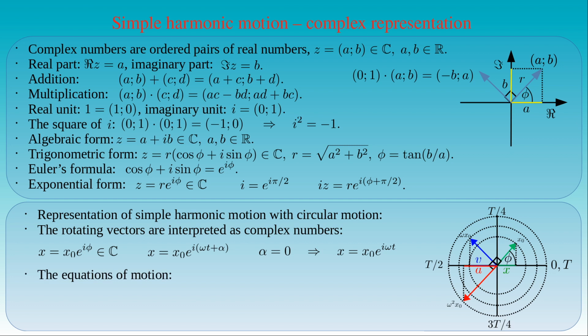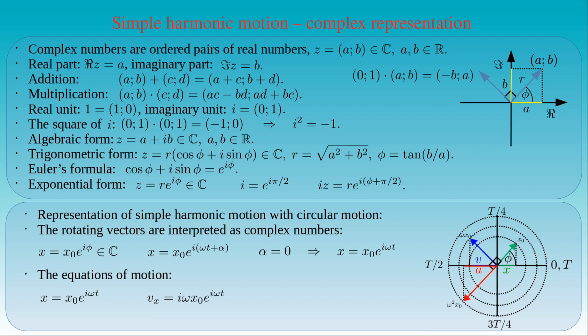As a result, the complex representation of the equations of motion for simple harmonic motion is the following. The displacement or amplitude is given by the maximum amplitude x0 times e to i times the angular frequency omega times the time t. The derivative of this equation with respect to the time t gives the velocity of the oscillating body. Then the velocity is equal to i omega times x0, times e to i times omega times t.